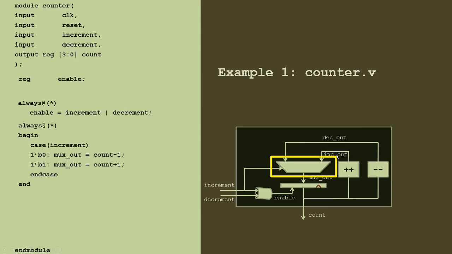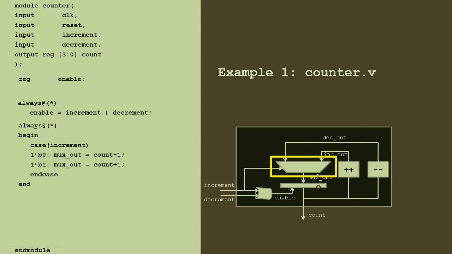We could have used terms increment out and decrement out, and then we could have written code for decrement out is equal to count minus 1 and increment out is equal to count plus 1. But what I have written is that I have written this incrementer and decrementer in the same block.